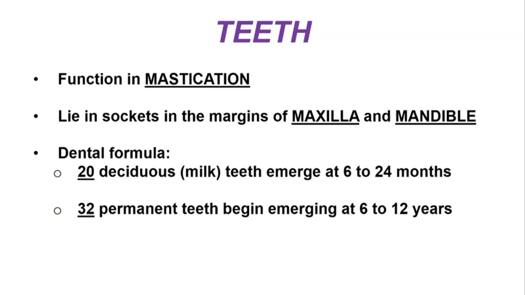Between the ages of 6 and 24 months, we see that the deciduous or the milk teeth will emerge. There are 20 deciduous teeth, and this is our first set of teeth. The permanent teeth will begin emerging between 6 and 12 years of age, with the last of the permanent teeth, that is the third molars, which are also referred to as the wisdom teeth, emerging between 17 and 25 years of age. We have 32 permanent teeth, and this is our second set of teeth.